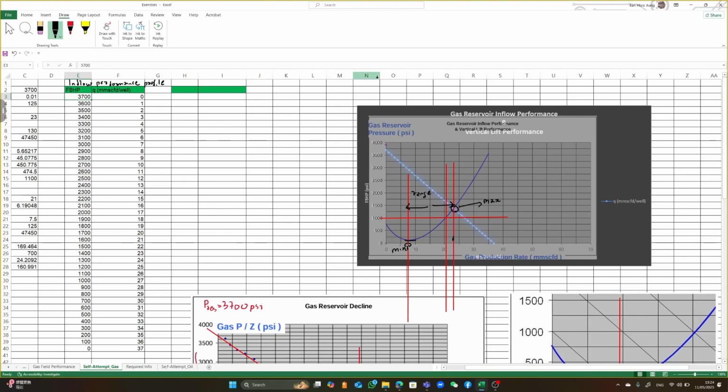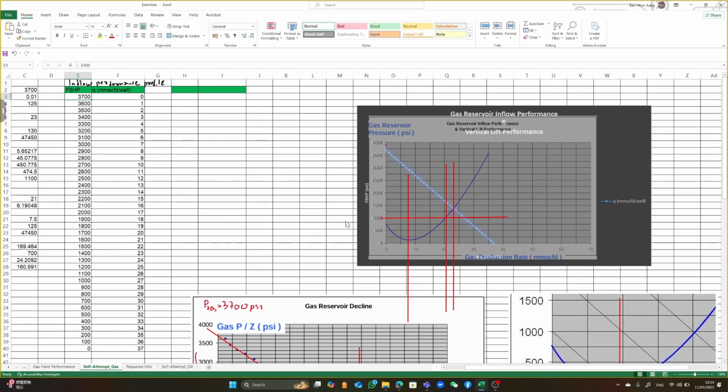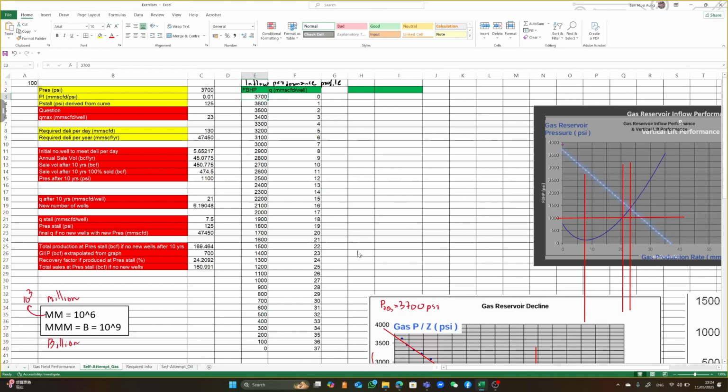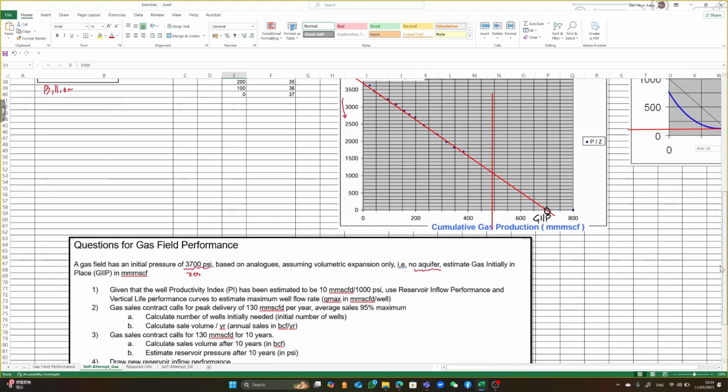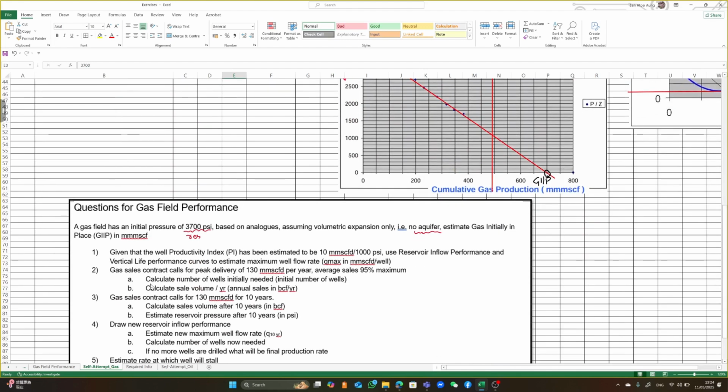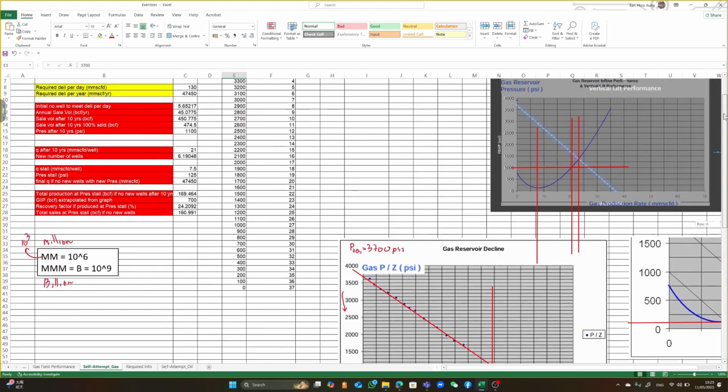All right, so let me just get rid of this because we're going to be using this graph a lot. Let's not throw a lot of things on it. Okay, so now you get the idea of how these flow rates are estimated. Let's see what the questions are asking us to do. Let's go back here. It says calculate. They asked us to estimate the maximum well flow rate. I think we just did. We just looked at the graph and estimated the maximum well flow rate.